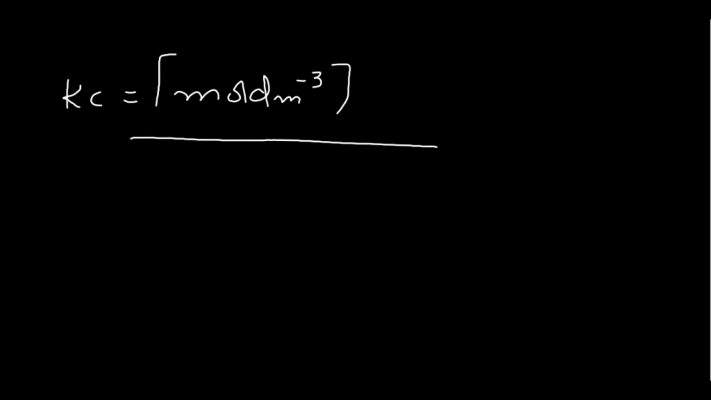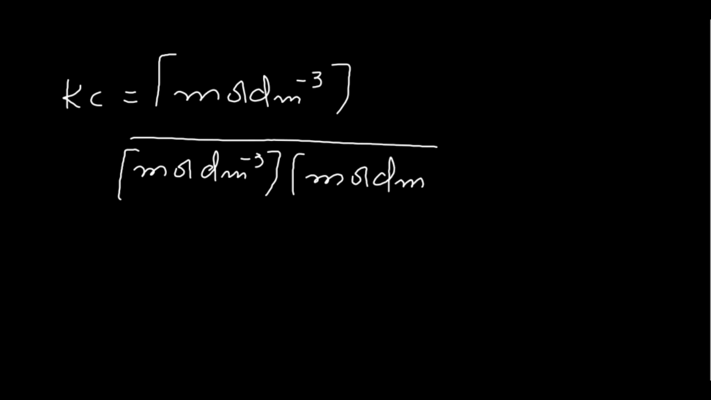In the next step, Kc is equal to, now we write the unit, that is mole per cubic decimeter, over mole per cubic decimeter, right students? Here we write mole per cubic decimeter. Since we have 2 moles of hydrogen, here we write mole per cubic decimeter raised to the power 2, right students?